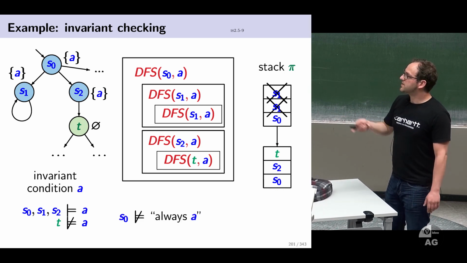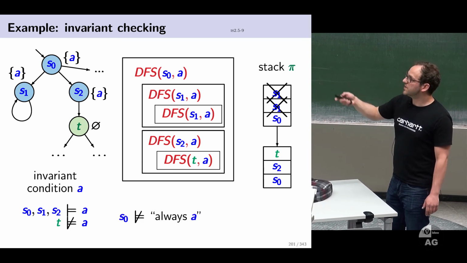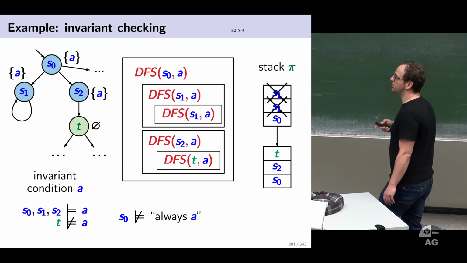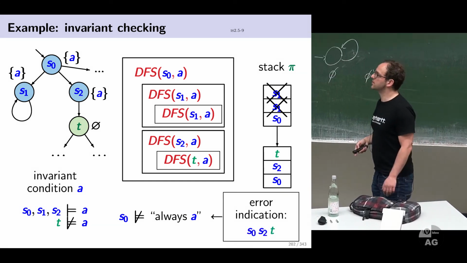And so you can say your transition system, and in particular state S0, violates the property always A, and the counterexample indication is contained in the stack.